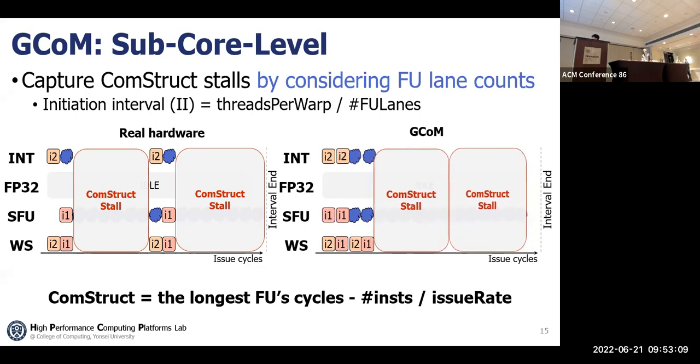And the compute structural stall of an interval is approximated to the difference between the special function unit issue cycle and the minimum issue cycle when the warp scheduler issued an instruction. GCoM repeats this for subcores in the SM, without the inactive ones.